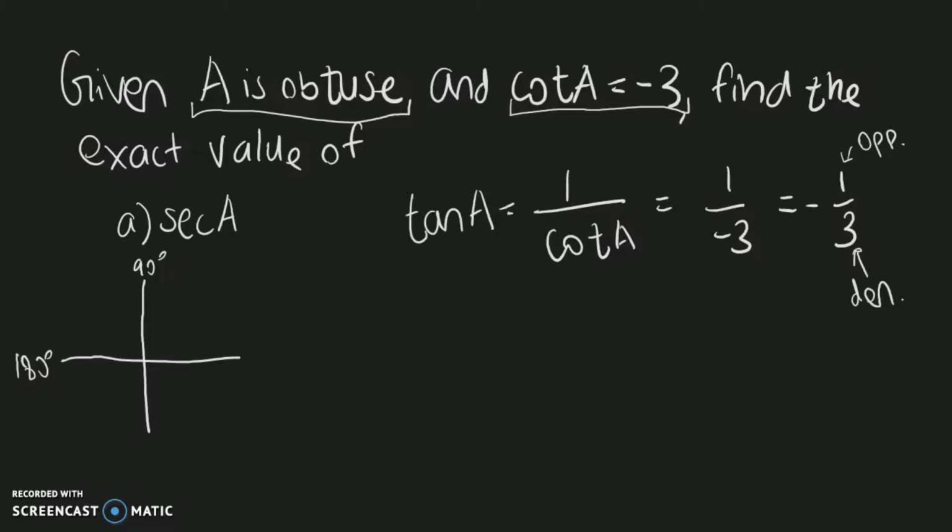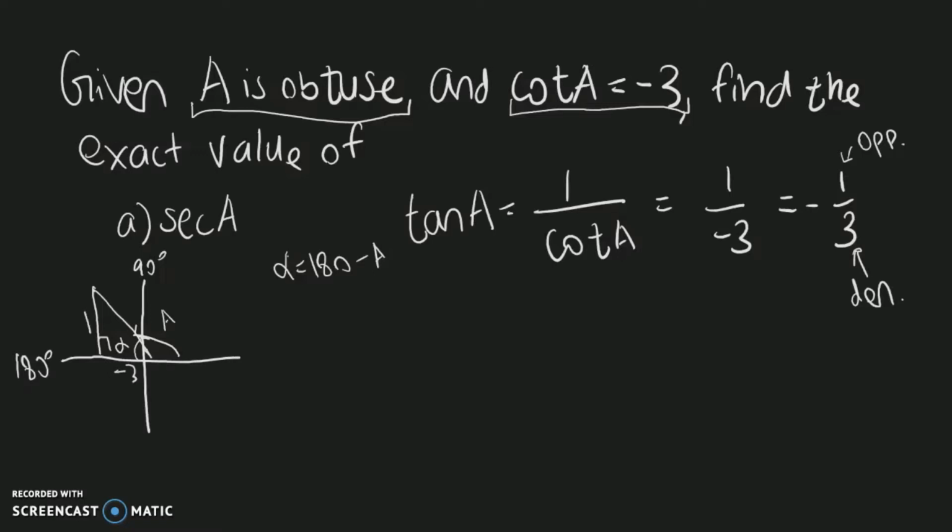So let's just draw a random triangle where this is A, and this is A, and this is alpha, because alpha is 180 minus A. This is the triangle we're dealing with, and for this triangle the opposite is 1 and the adjacent is -3. So we already have the triangle here.